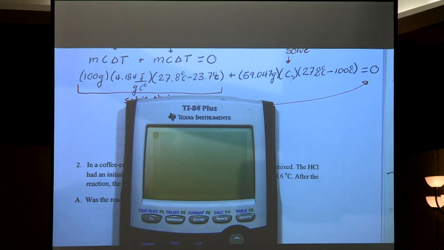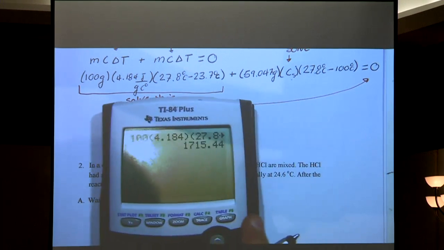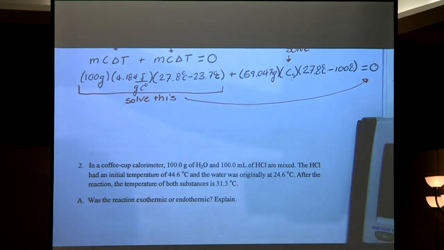Time to do some algebra. So 100 times 4.184 times (27.8 minus 23.7) gives 1715.44.